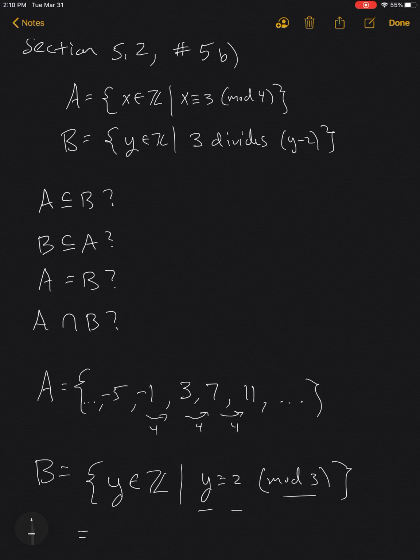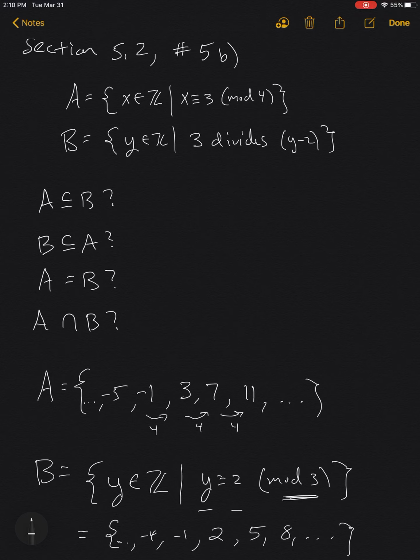If we want to try to list some of these elements, 2 is in this set, and then we shift by 3: 5, 8, minus 1, minus 4. Adding 3 each time moves us to the next element in this sort of set mod 3. This allows us to quickly answer some of these questions.